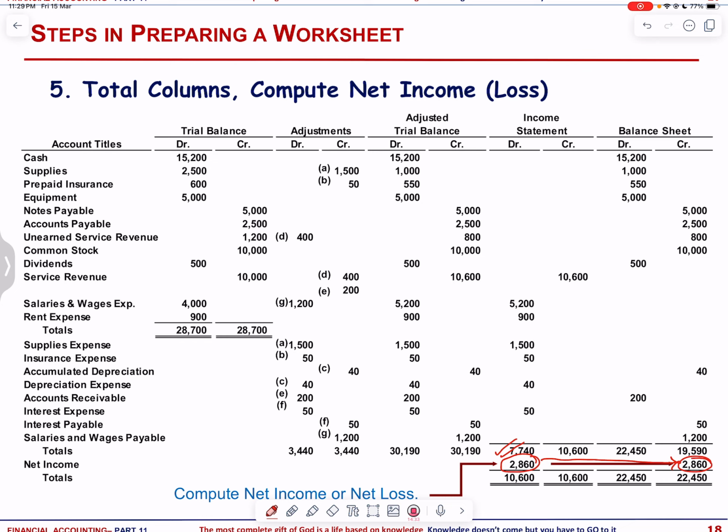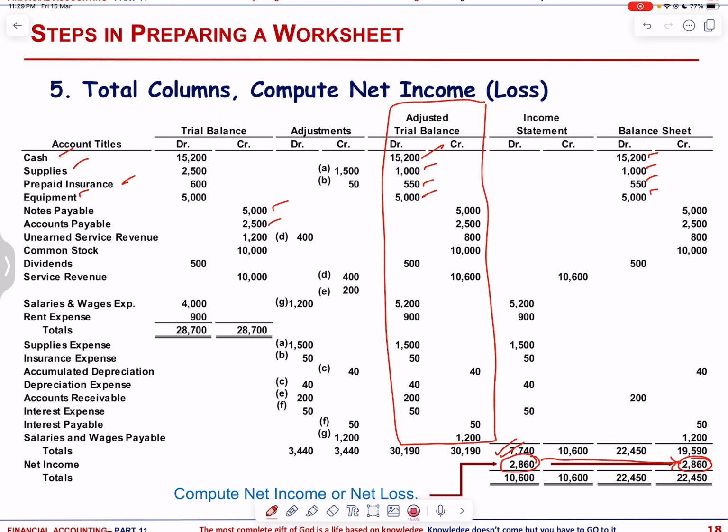Now in the balance sheet, again we are going to use only the adjusted trial balance, and we will look into all the assets, liability, and common stock. Now we have cash, supplies, prepaid, equipment, and all these four are recorded over here. Then we have the notes payable and accounts payable, 5,000 and 2,500. Unearned service revenue is 800. This is also a liability. Common stock is 10,000 in the credit.